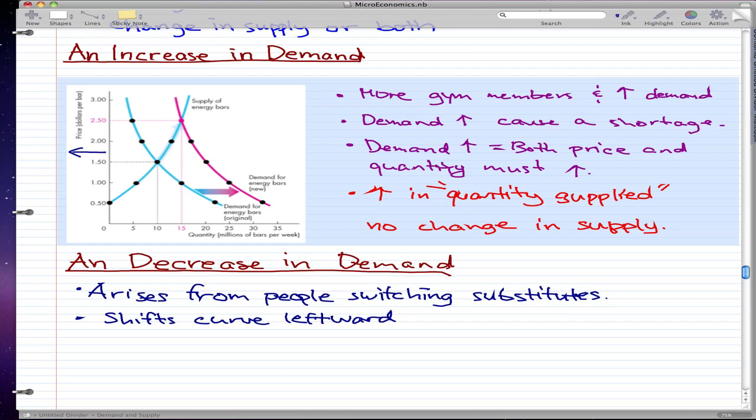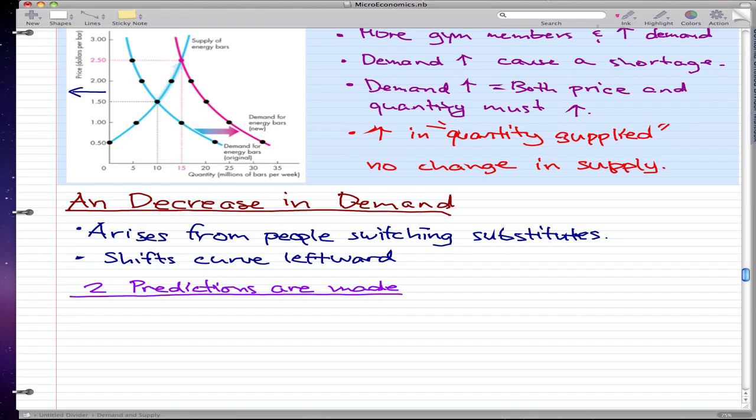And two predictions are made. What I mean by that is two predictions are made. And these two predictions are, drumroll. Let's see. So the first prediction is when demand increases, both price and quantity would also increase.